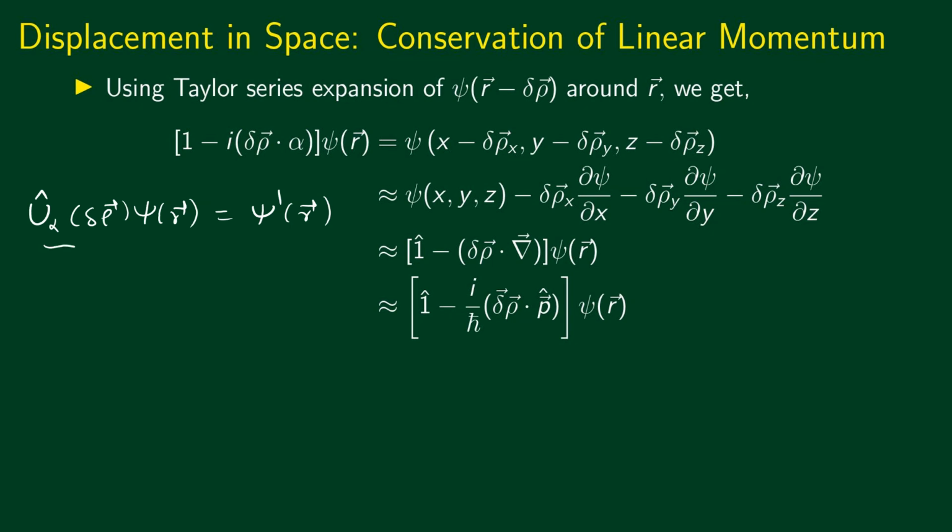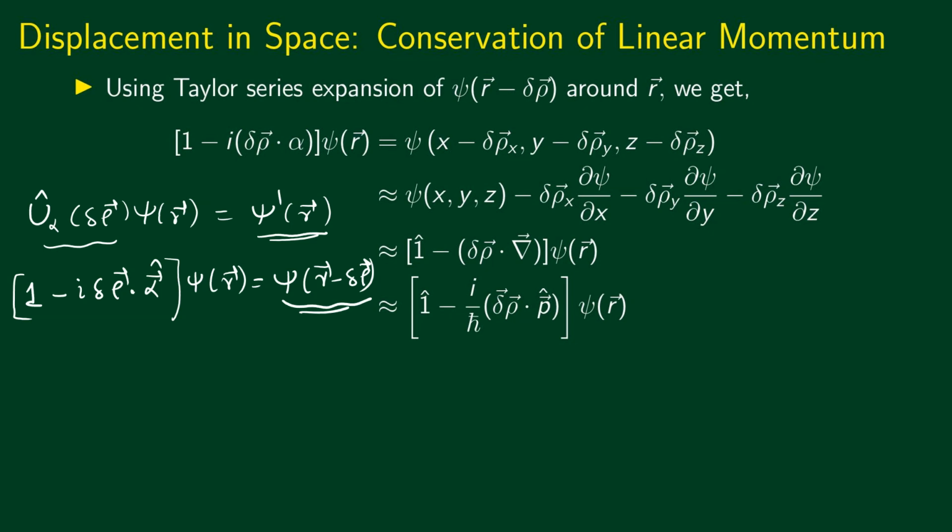Now we wrote this infinitesimal translation operator as the identity operator minus i delta rho vector dot alpha vector hat, where alpha hat is the Hermitian operator that is supposed to generate this particular transformation. Right? So let's write it in the infinitesimal form, and we get the identity operator minus i delta rho vector dot alpha hat acting on psi of r vector, and we just said that psi prime of r vector is psi of r vector minus delta rho vector. Okay. Now we can expand this right side in a Taylor expansion.